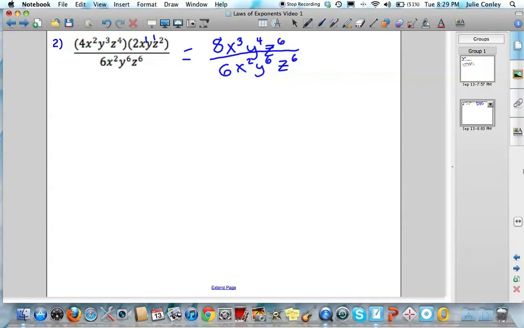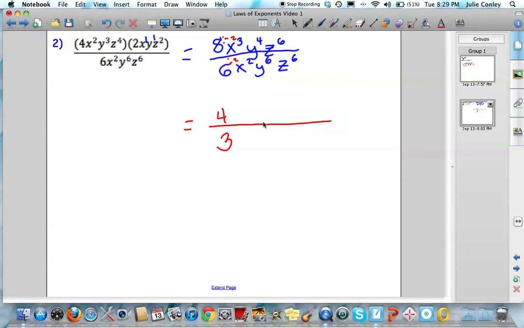Okay, so now we're ready to take care of the division. So we can look at our coefficients, and we have 8 over 6. Well, 6 doesn't go into 8, so that's not going to be a whole number, but it is a fraction that we can reduce. So we have to look for the highest common factor of 8 and 6, which is 2. So we can divide each of those coefficients by 2. So 8 divided by 2 gives us 4, and 6 divided by 2 is 3. So we've now reduced that fraction.